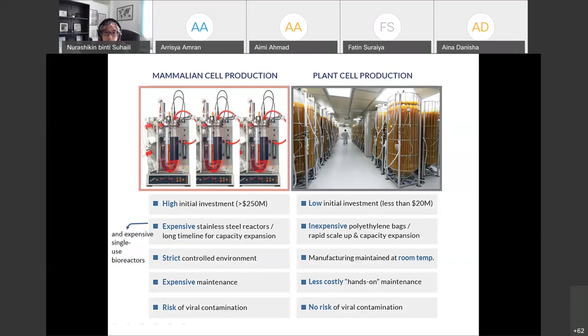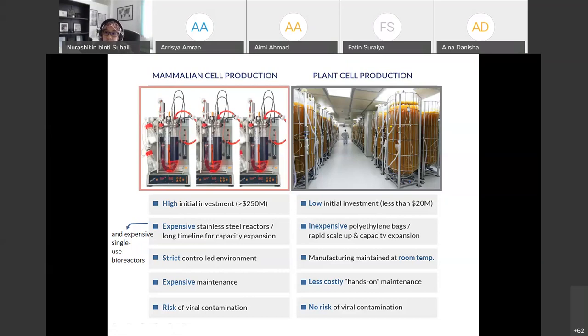So for mammalian cells, if they are using single-use bioreactors, of course they are using it for the industry. So you can imagine how expensive it is. My example just now is a small reactor, just for lab scale. For mammalian cells in industry, the size might be bigger, right? And it could be more than 1,500 ringgit. It could be maybe 5,000 ringgit, 10,000, I don't know. It depends on the size. So you can imagine how expensive it is.